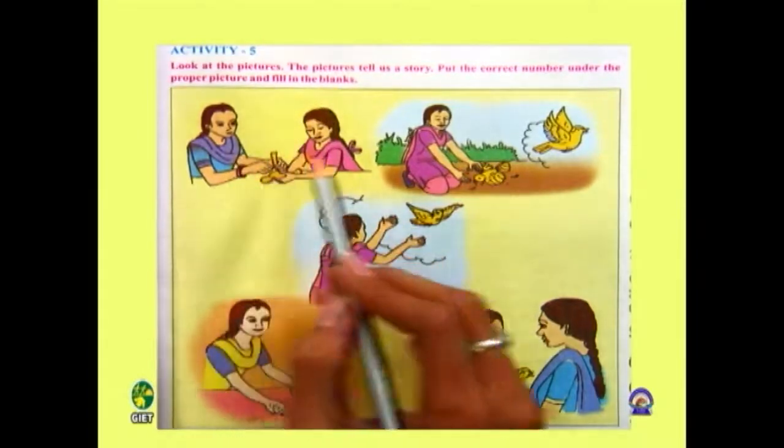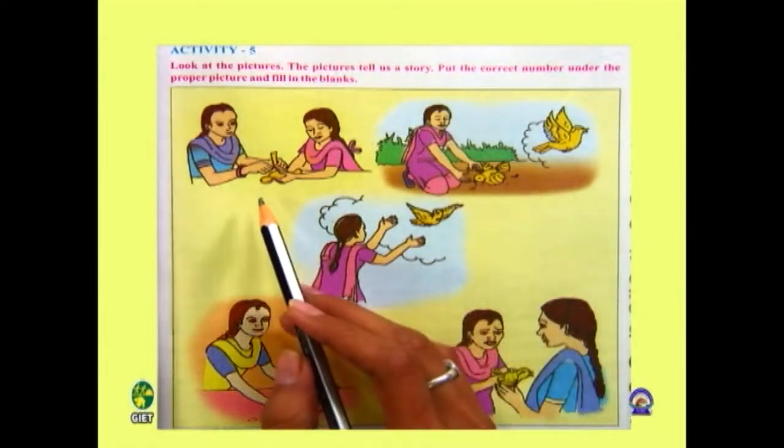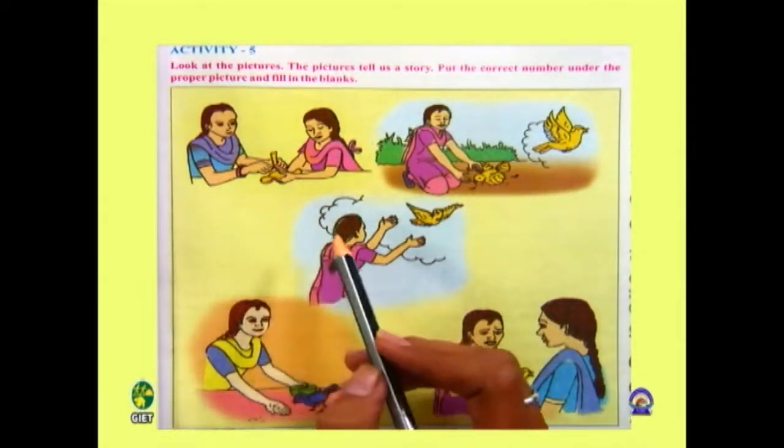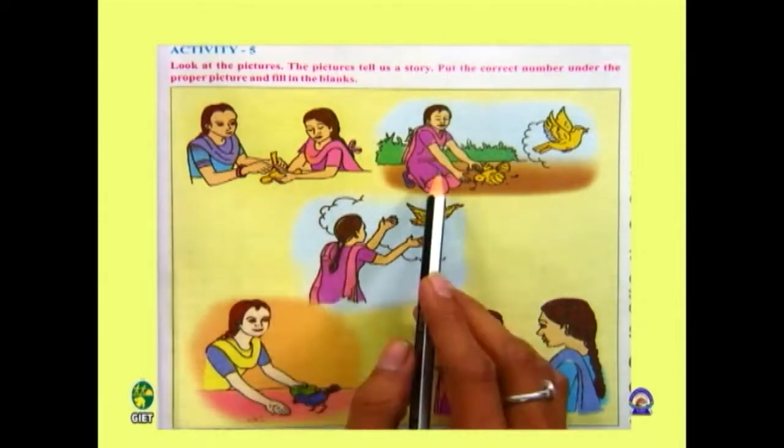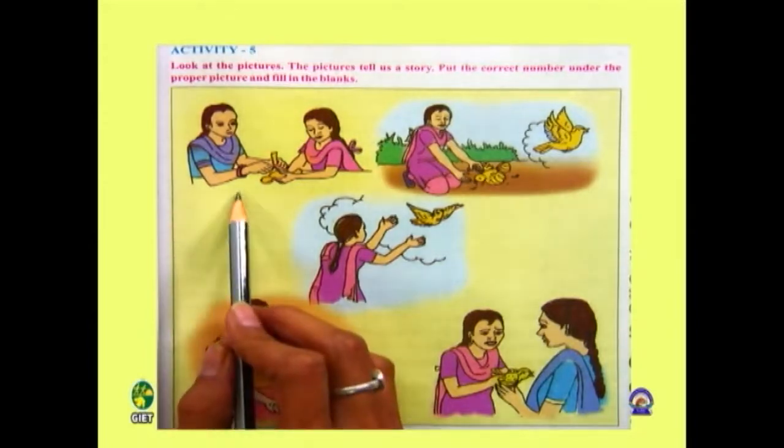Friends, here you can see 5 pictures and these pictures indicate a story. Each picture indicates a story. Now think about the pictures and arrange these pictures in proper order. Let's see each picture one by one.